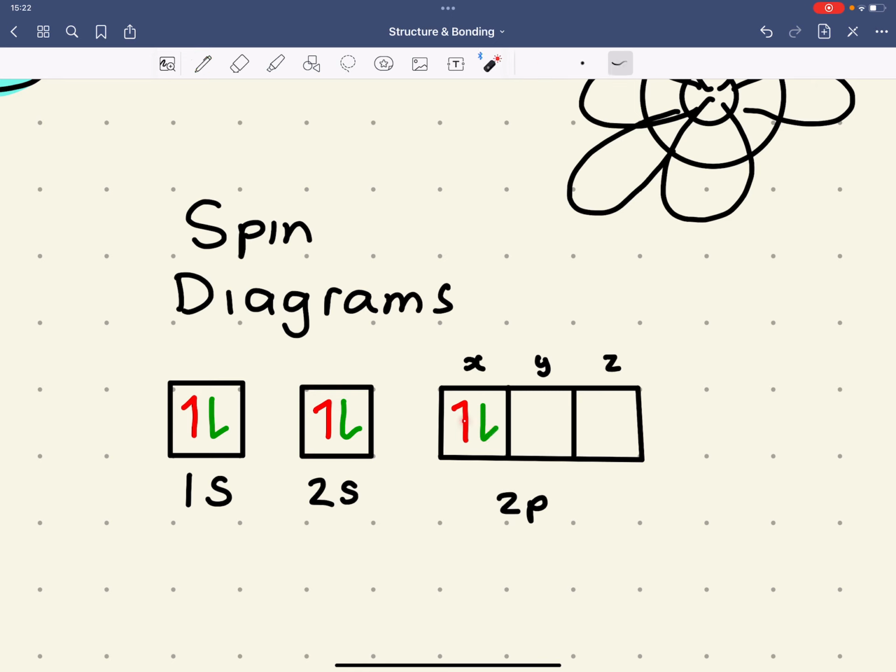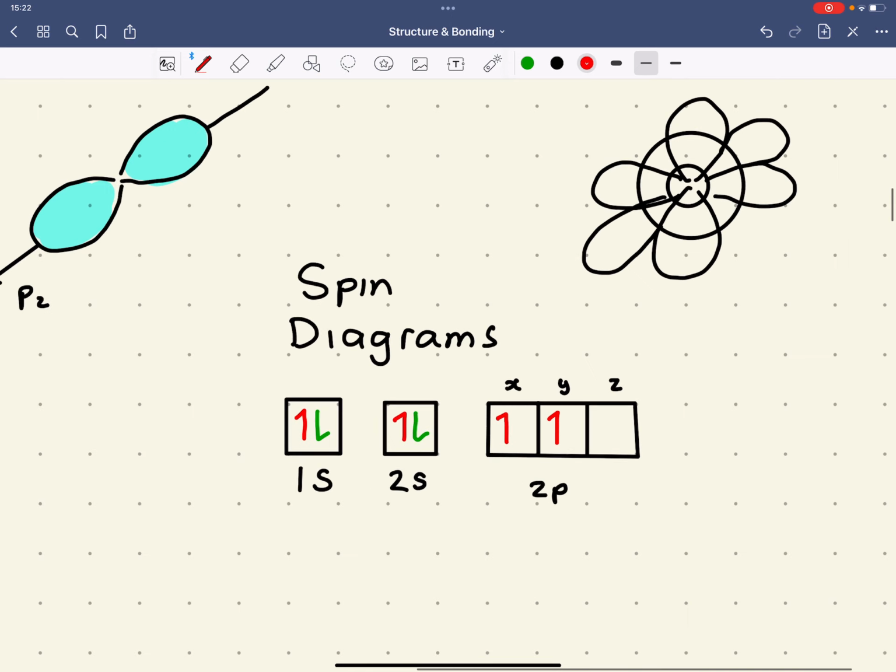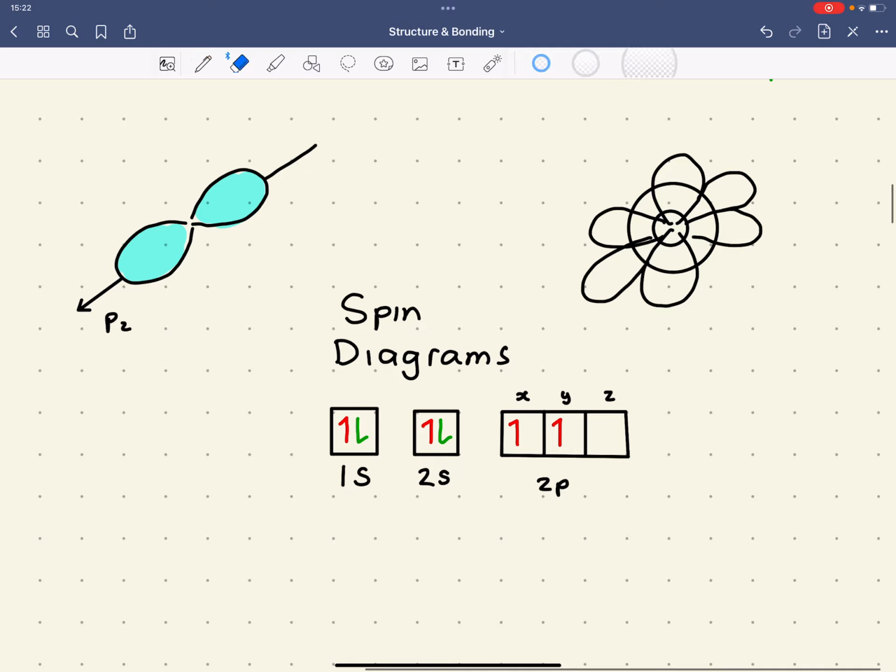Because these two, they don't particularly want to be near each other. They're both negatively charged, so this one will be thinking, actually, I've got a free space there. And I'll just jump onto that. Okay, and that would be my spin diagram for carbon.